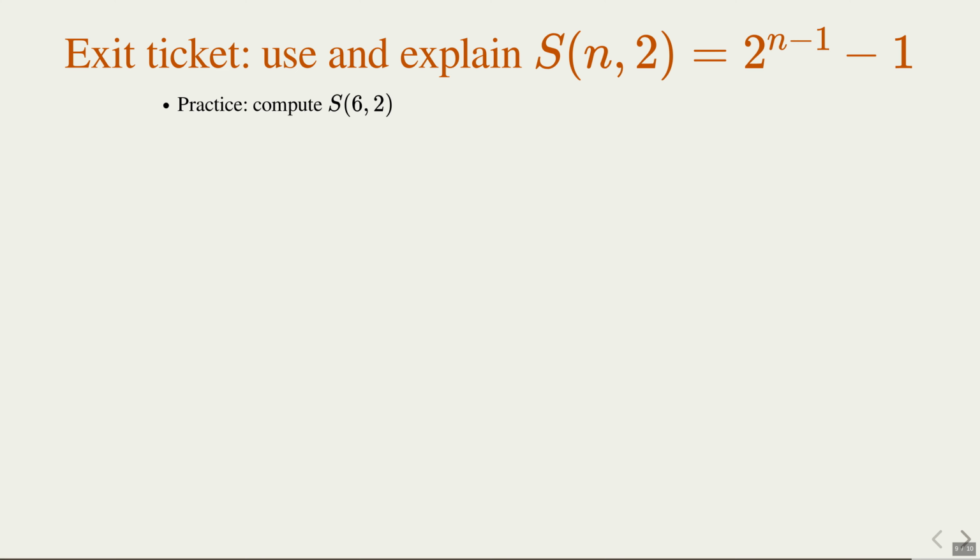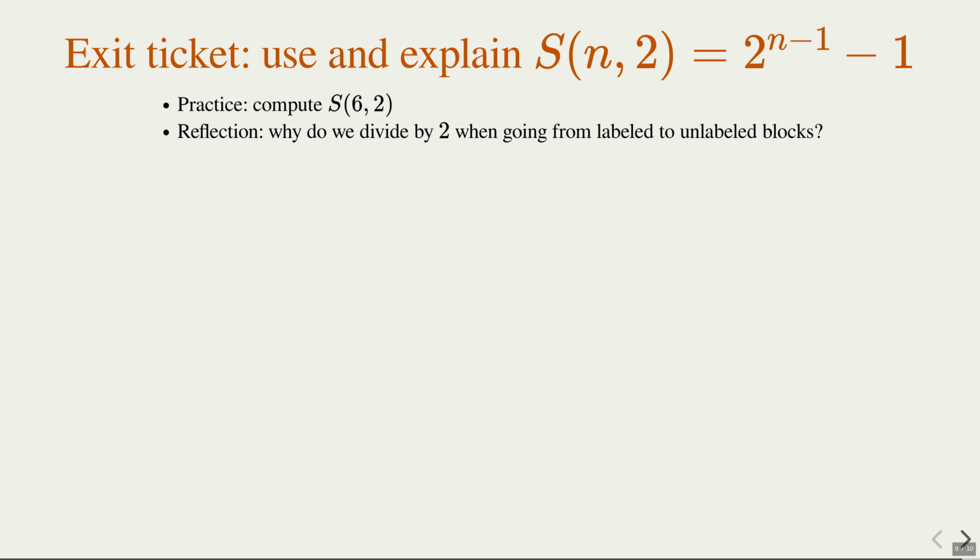Let us lock this in with one quick computation and one quick explanation prompt. Try to answer before I do, then compare. Use the formula with n equals 6: 2 to the 5 minus 1, which is 32 minus 1. So the answer is 31. Nice, and that matches the recurrence pattern too. It keeps almost doubling each time.